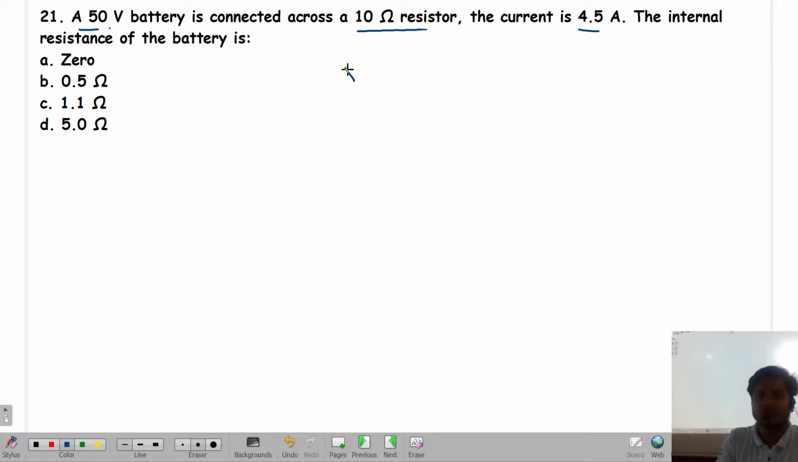So V is equal to what? Can I apply this? Option C. Wait, let me see. Just I'll do it fast. Yeah, option C is correct. So V is equal to what I will apply?